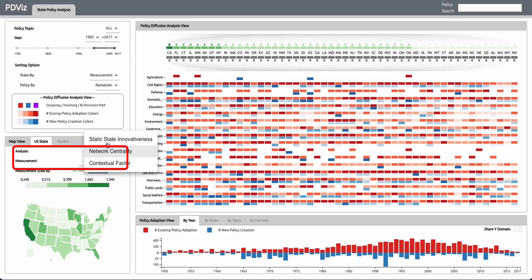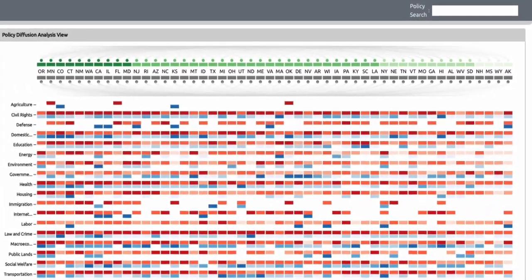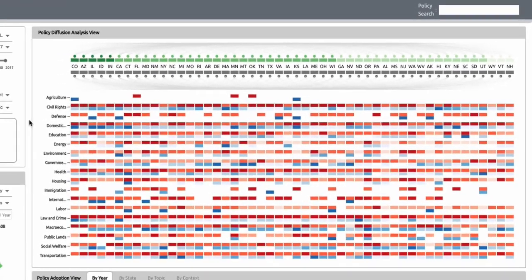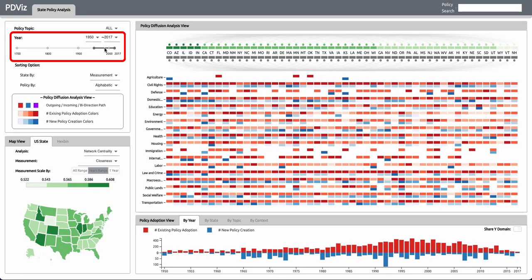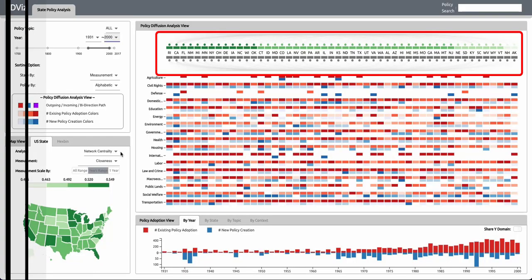Static state innovation tells us the state's willingness to adopt policies sooner or later than others. Oregon, Minnesota, and Colorado have been the fastest early adopters of policies. By changing the year range, we can find different roles of states in different decades.